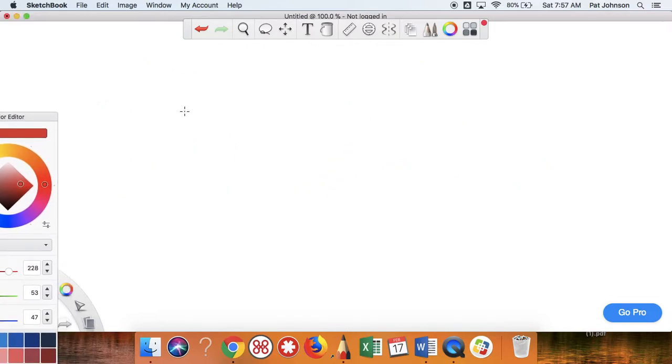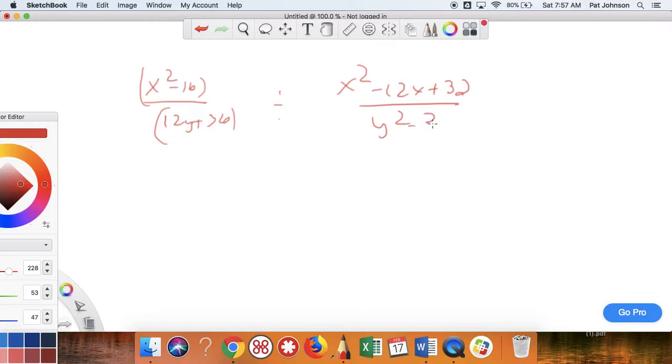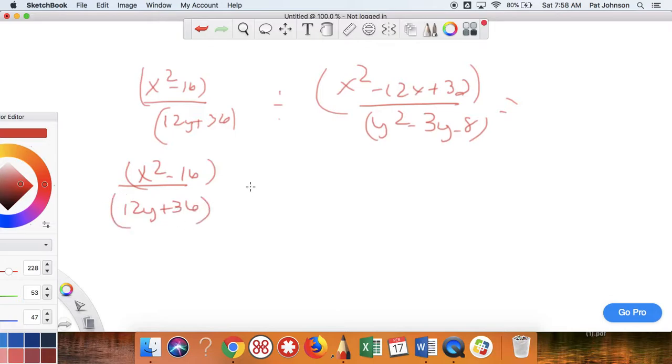Now, when we're doing division, we want to make sure we write the problem out first. 12y plus 36 divided by x squared minus 12x plus 32 all over y squared minus 3y minus 18. A little messy here. So the first thing I want to do, I don't want to try and factor. I don't want to try and simplify. I want to keep, change, flip. So if I have a mistake or I'm trying to check my answer, it's easy to go back and see where the mistake was.